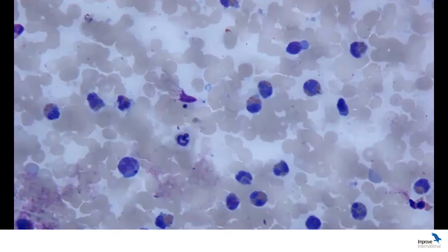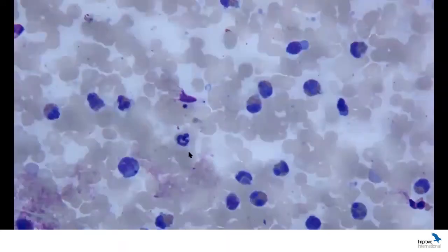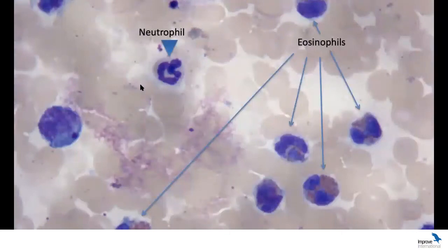And again, just to point out, what we have here is mostly neutrophils and eosinophils. And if we think about what we would normally see on a blood smear, we wouldn't expect to have so many neutrophils and eosinophils. So again, if I point out this neutrophil and ask that question, D or N, is it degenerate or non-degenerate? What do you think this is going to be?